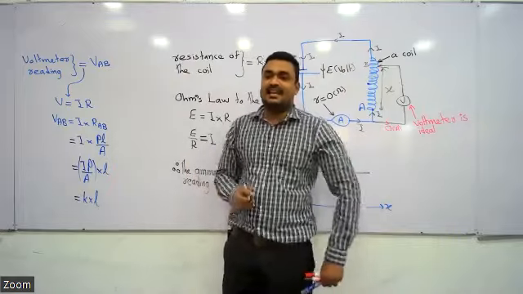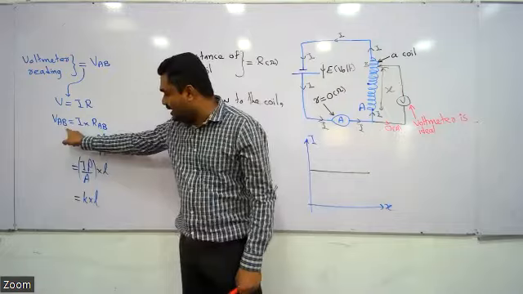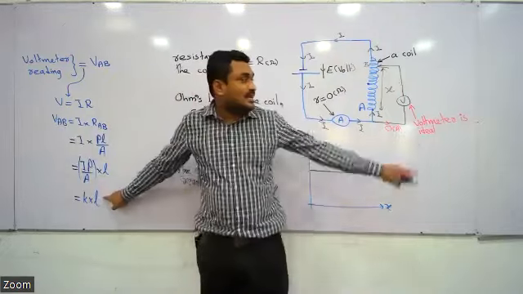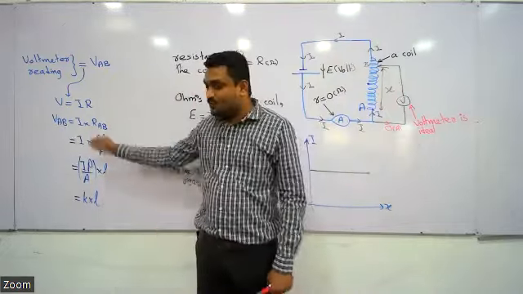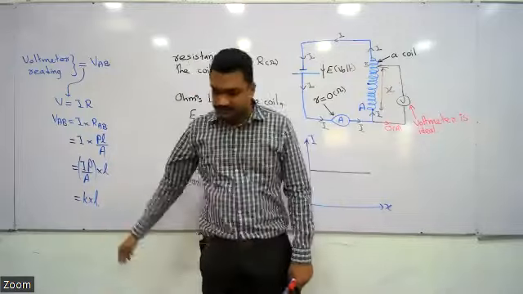By decreasing X, you can decrease the length L. Therefore, VAB will be larger when X is large. VAB will be smaller when X is small. Got it?